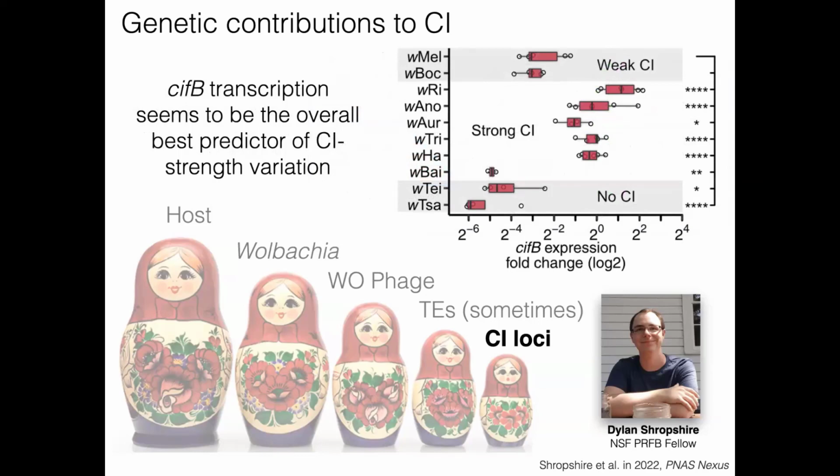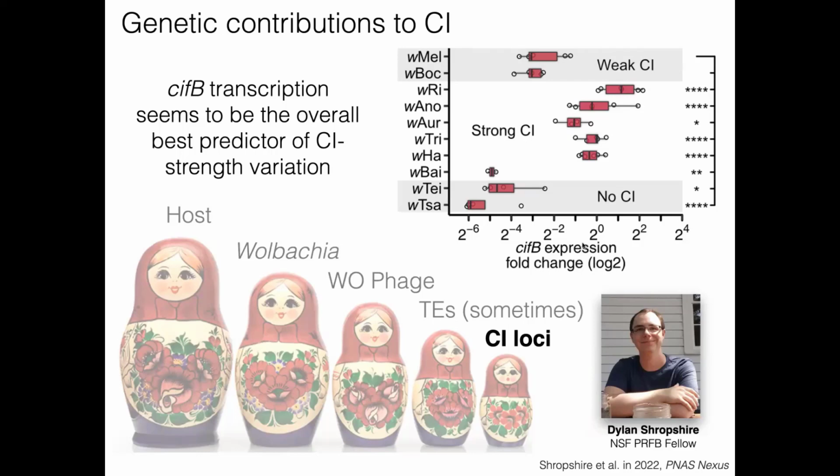One of the things I'm most excited about that Dylan recently did, that's been published in the last couple of months in PNAS Nexus, is he was trying to figure out what might be better predictors of CI strength variation. So he looked across a bunch of different Drosophila variants, including wMel and wRi, and then a bunch of these that are from clades that we've been developing in my lab for a while. If you're interested in any of the particular ones, just let me know. But what you can see is he has these characterized as if they cause relatively weak CI or relatively strong CI or no CI. And then what he's plotting here is the expression of one of the cif genes, in this case cifB.